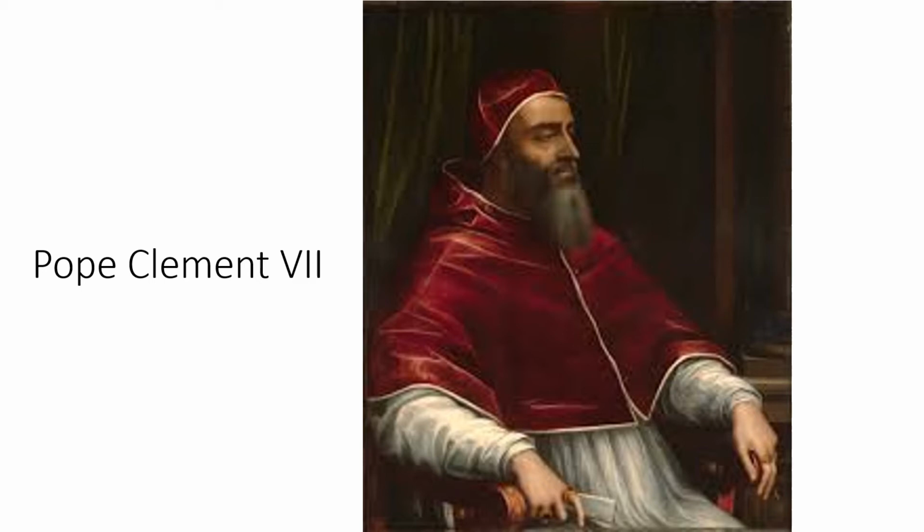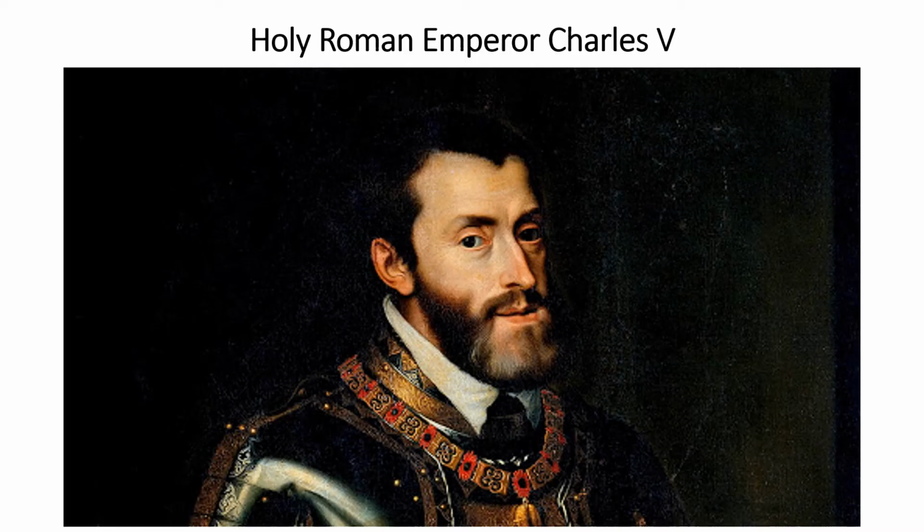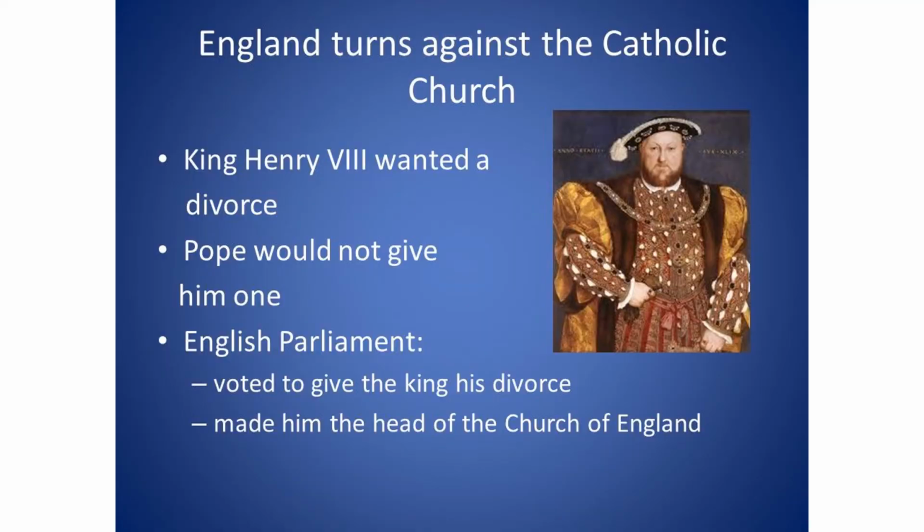Henry argued, citing a biblical passage, Leviticus 20:21, that his marriage to Catherine was unclean because she was the widow of his brother Arthur, but the Pope is unmoved by this argument. Now, additionally, Pope Clement may have been reluctant to act because he was influenced by Charles V, the Holy Roman Emperor, who happened to be Catherine's nephew. So Catherine refused to grant Henry a divorce or retire to a convent.